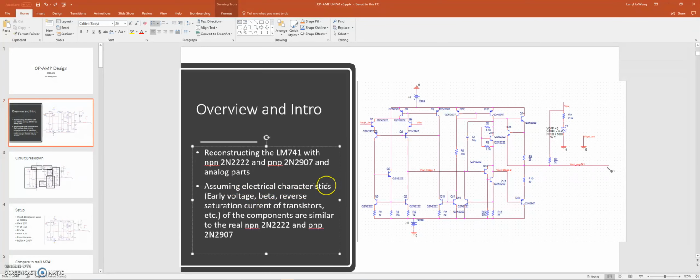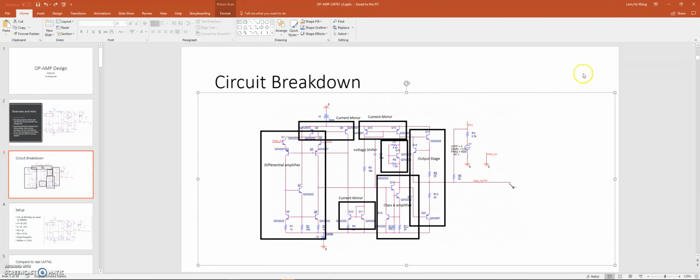I'm going to assume all the electrical characteristics of the transistors, like early voltage, beta, and reverse saturation current, will be similar to the actual 2N222 and 2N2907, since I'm using these two transistors to reconstruct the circuit.